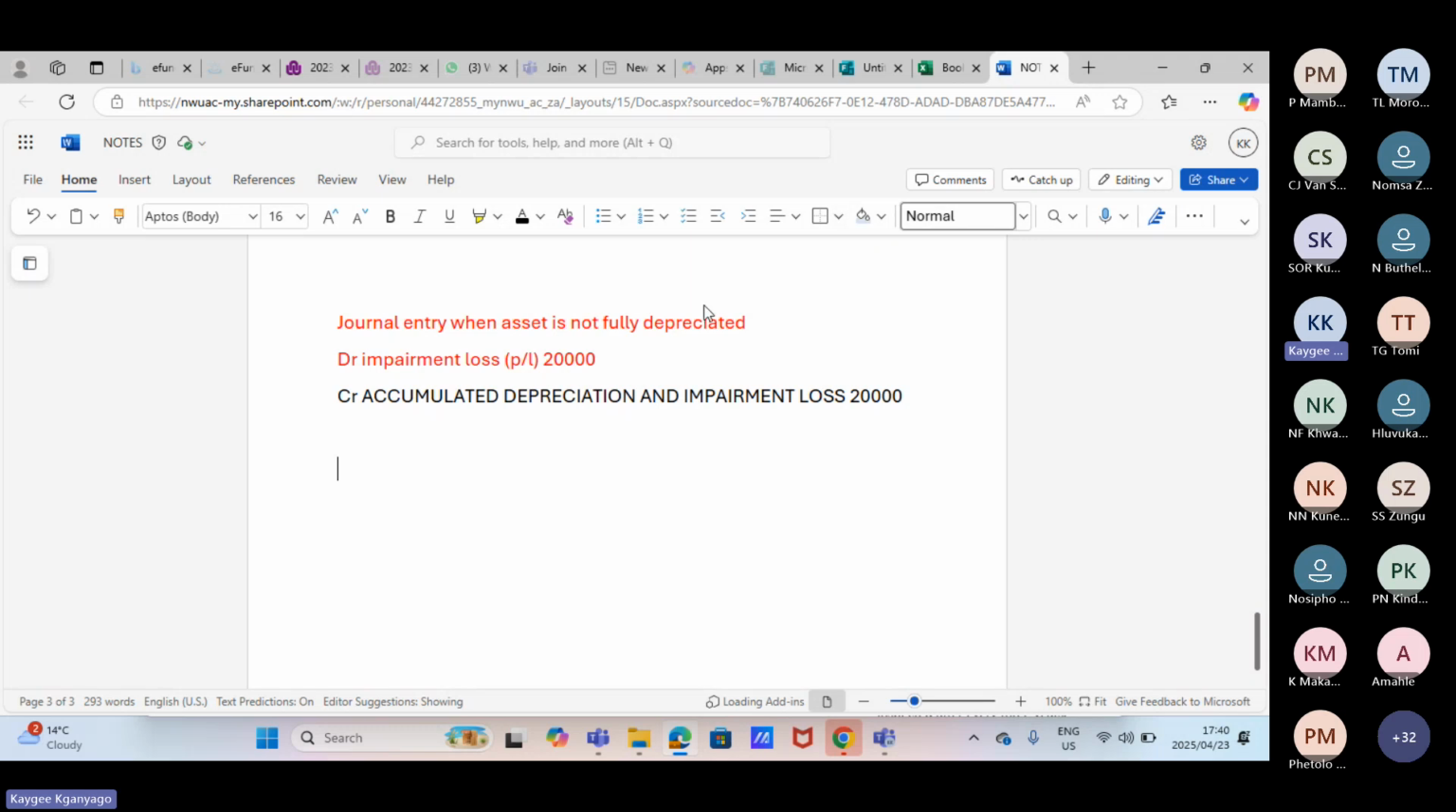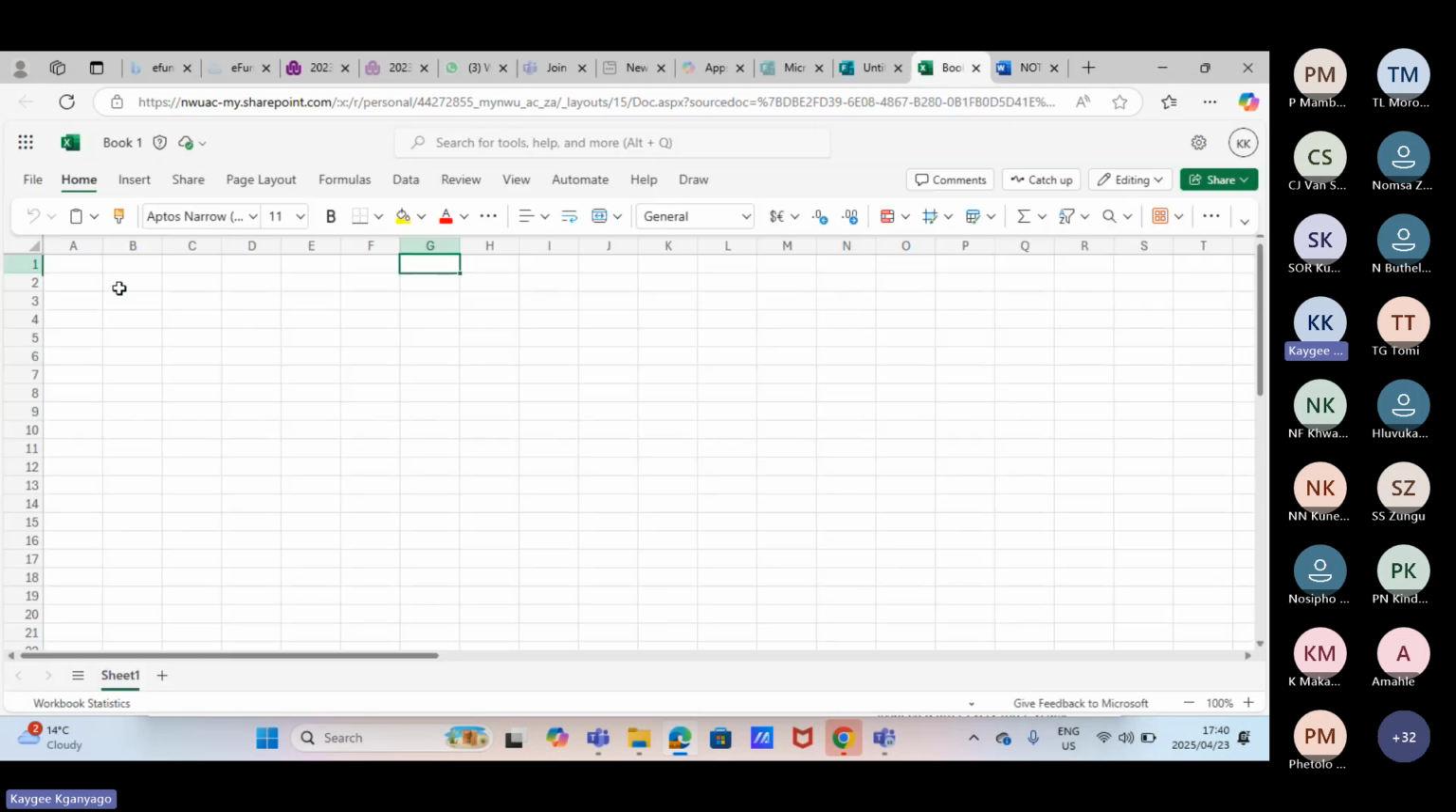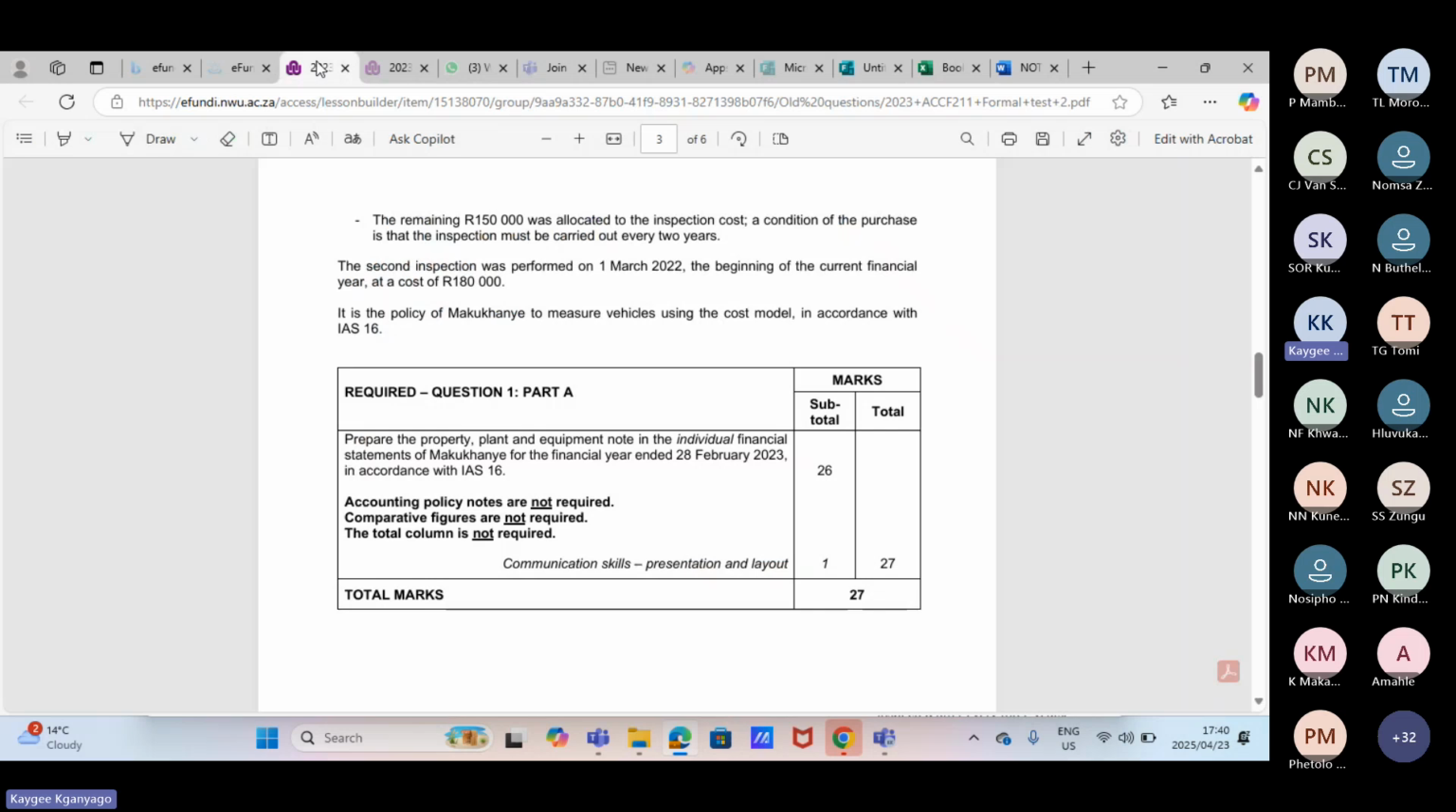Okay, I'll come here. Or shall I use Excel on this one? Yeah, maybe I think it will be easier. What I'm trying to do here is make calculations. Remember, I'm currently in 2023. They are looking for property, plant and equipment only for 2023. They said the comparative figures are not required.